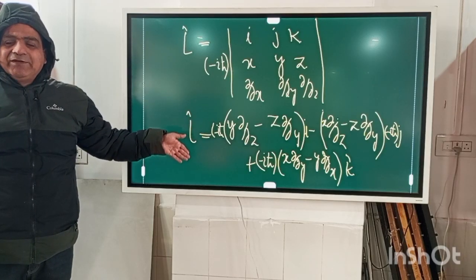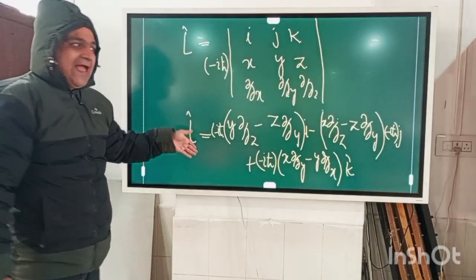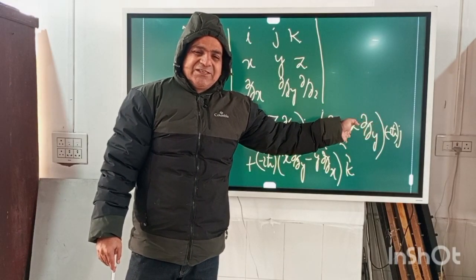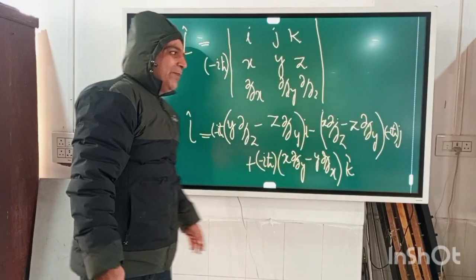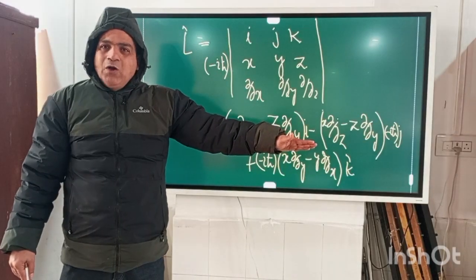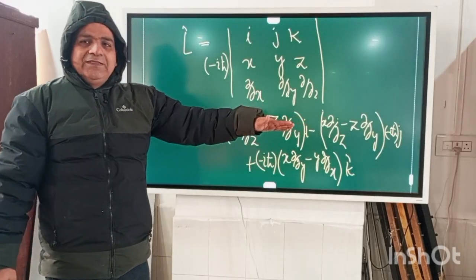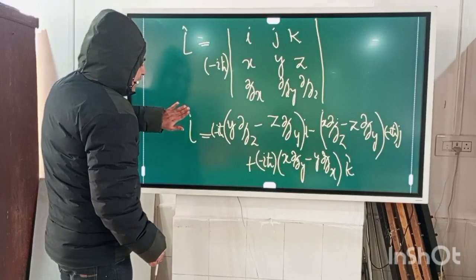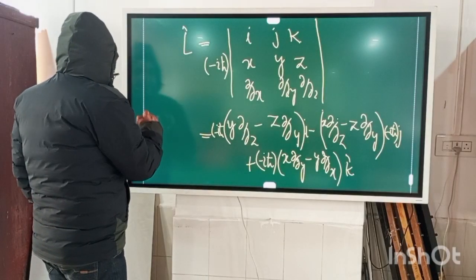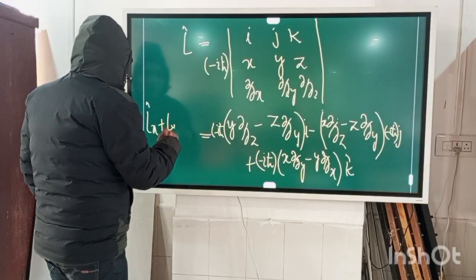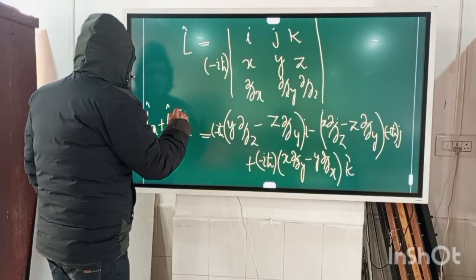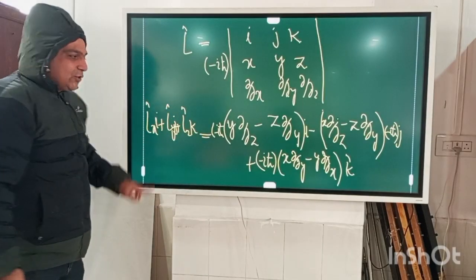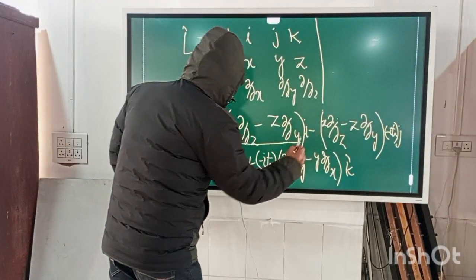It will have Lx cap, it will have Ly cap, and it will have Lz cap. And on the right hand side, you also have these specified unit operators. So this equation can be true only if the coefficients of these i's, j's, and k's are equal. So for this L, you basically have Lx cap plus Ly cap plus Lz cap. It has i with it, j with it, k with it.